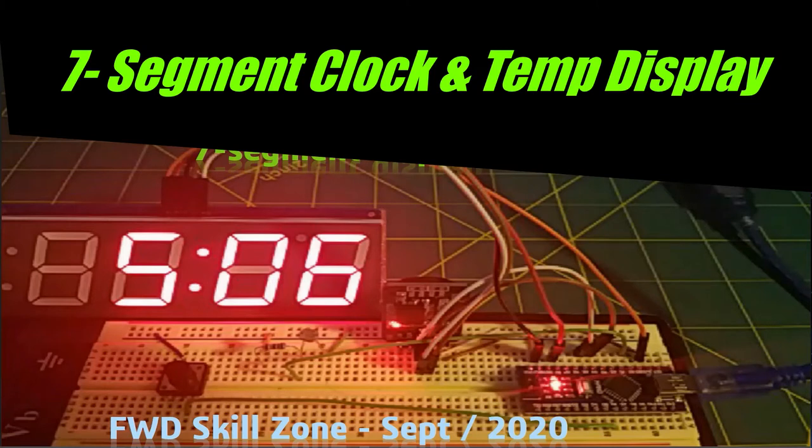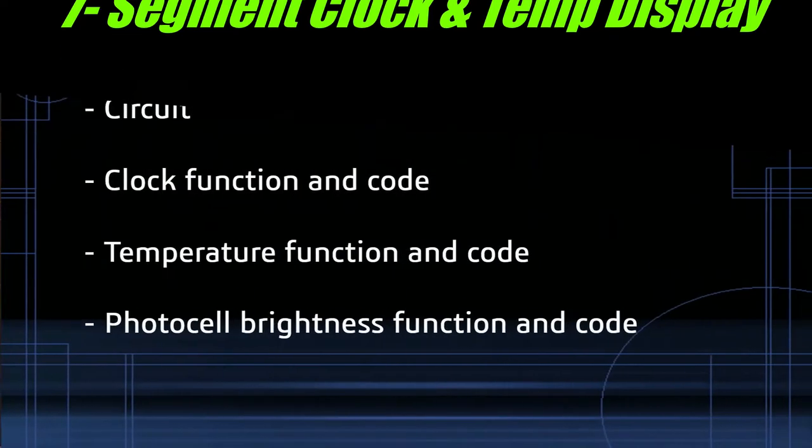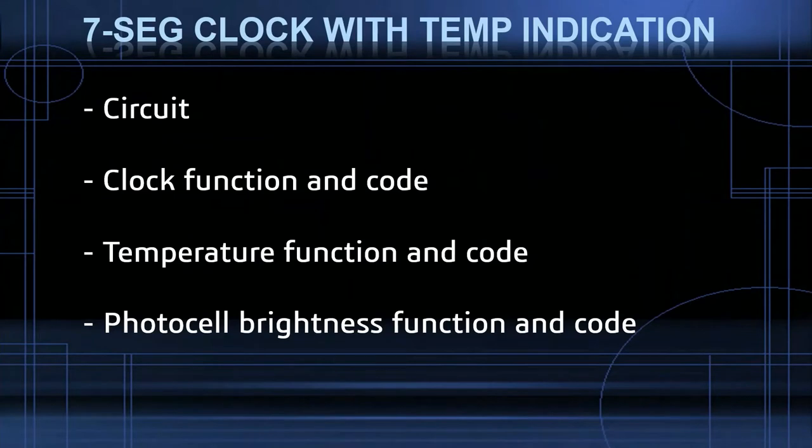Today I will demonstrate an Arduino based 7-segment clock with temperature indication and brightness control. In this demo, I will show you the circuit diagram, the clock function, the temperature function, and then finally we will see the brightness control.